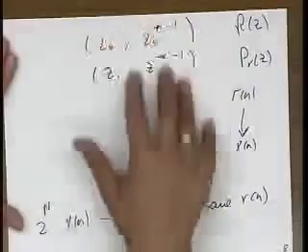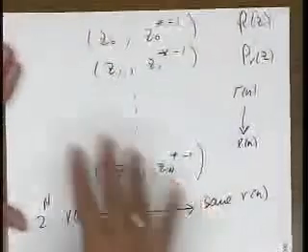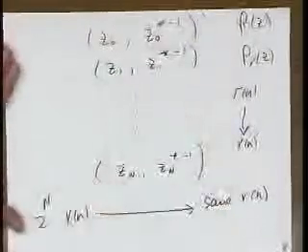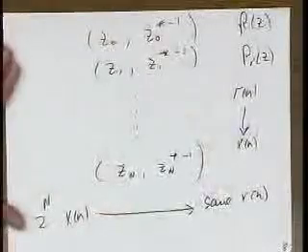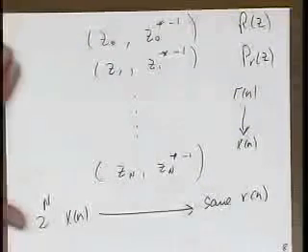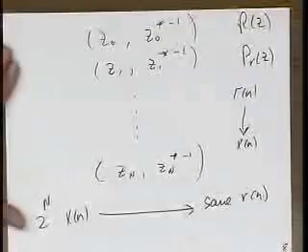Because of the structure that R of n has. Did that make it a little bit easier to understand? Did it answer your question, Chris? Or still not yet?